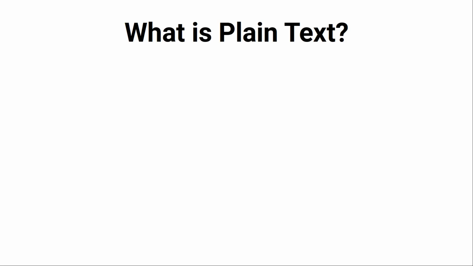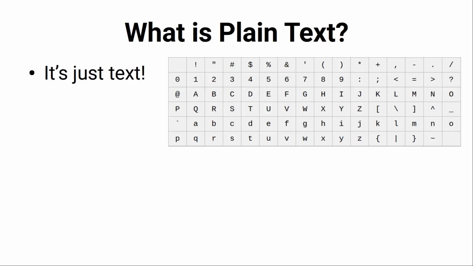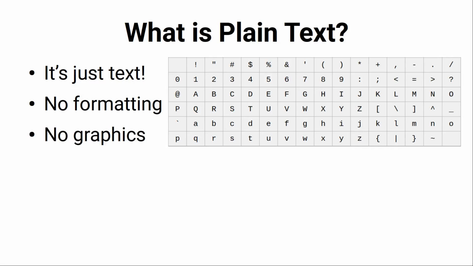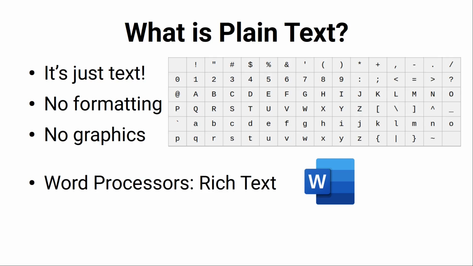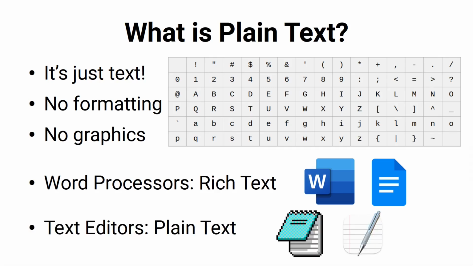You are certainly familiar with the concept of text, as in text messaging. Plain text is just what it sounds like. Text without anything else, just regular characters. There's no different fonts or sizes, or any non-text content like graphics or animation. A word processor like Microsoft Word or Google Docs lets you write what's called rich text, which can have all this extra stuff. A text editor, like Microsoft Notepad or Apple TextEdit, only lets you create plain text, and that is what you will need to write Python code.